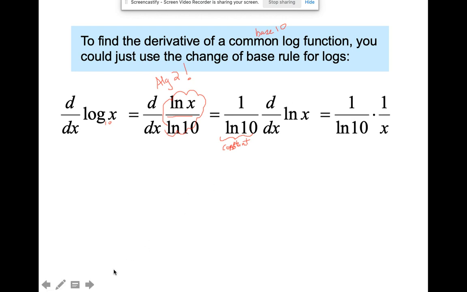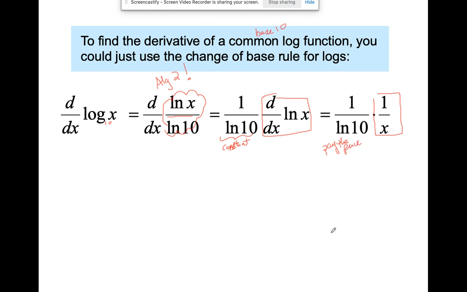And then I just use my previous derivative rule. What is the derivative of ln x? Well, it's 1 over x. Hey, there's another pay the price. Pay the price for not being in base e.